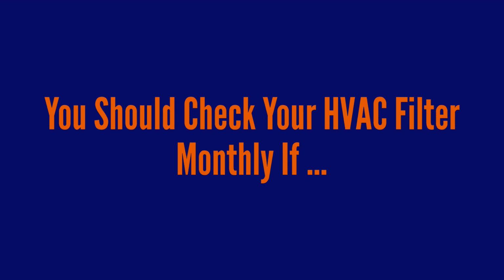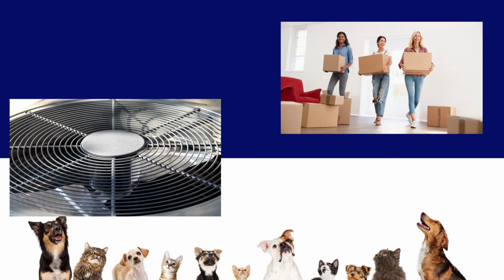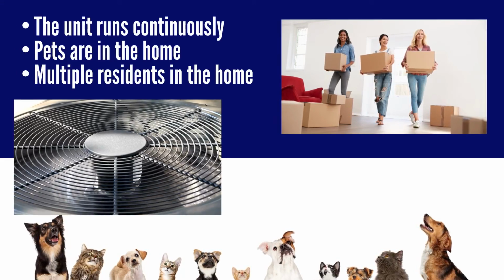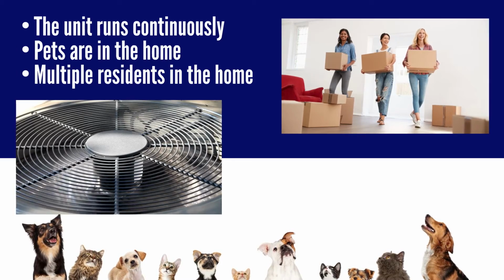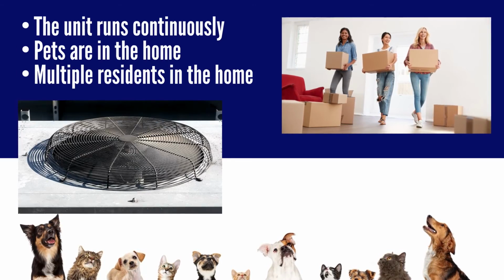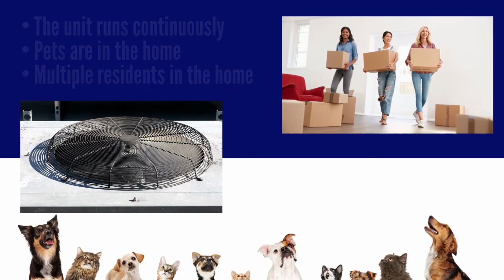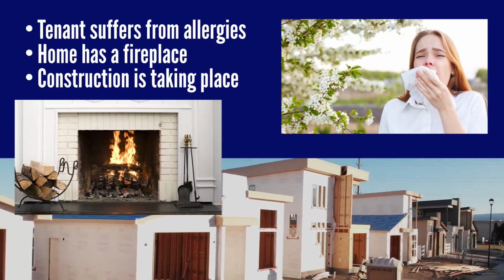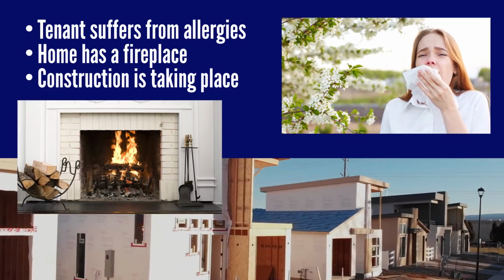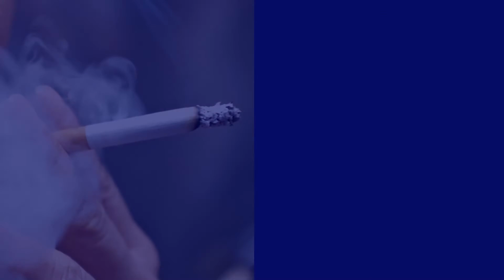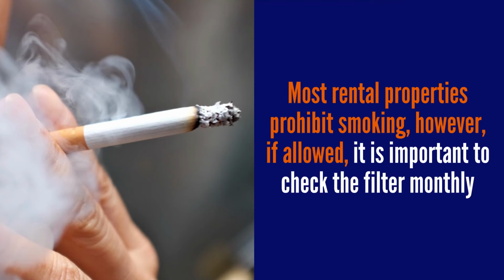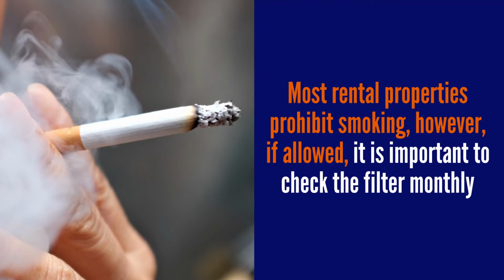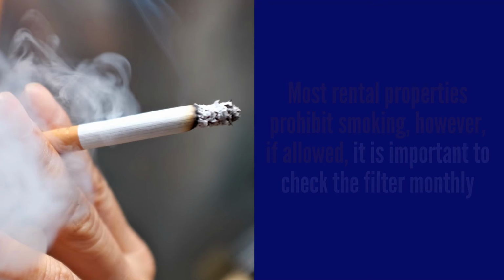For example, you should check your HVAC filter monthly if the unit runs continuously for a 6-month period or year-round, pets are in the home, which allows dander to build up and circulate through the air, multiple residents reside in the home, creating more dust, dirt, or debris, someone in the home suffers from allergies or has another respiratory condition, the home has a wood-burning fireplace, or if construction is taking place in or around the direct area of the property. Most rental properties prohibit smoking indoors. However, if tenants are allowed to smoke or vape, it is important to check the filter on a monthly basis.